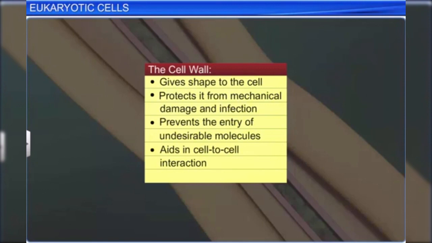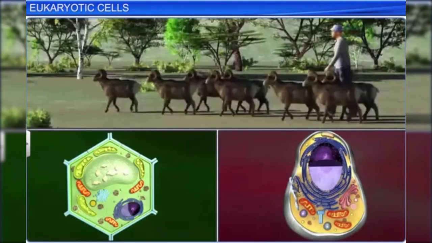Though a cell wall may be present or absent in different types of eukaryotic cells, these cells are the basic unit of life in many organisms, including plants and animals.